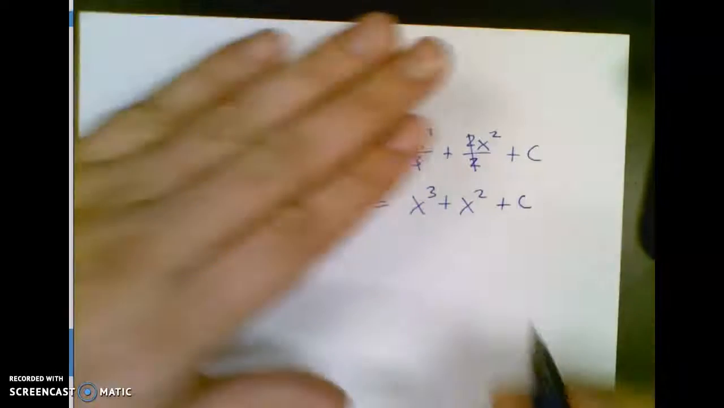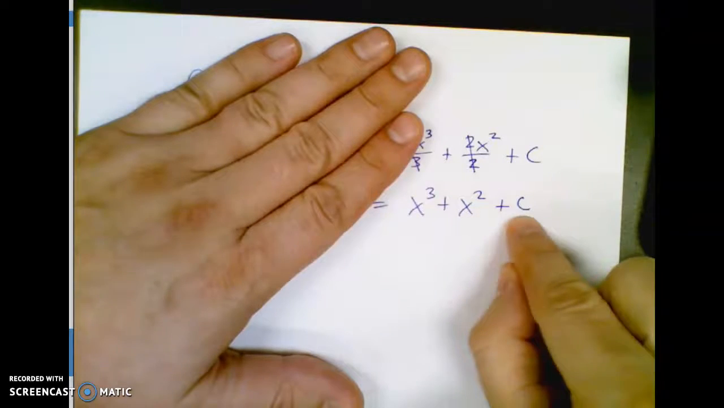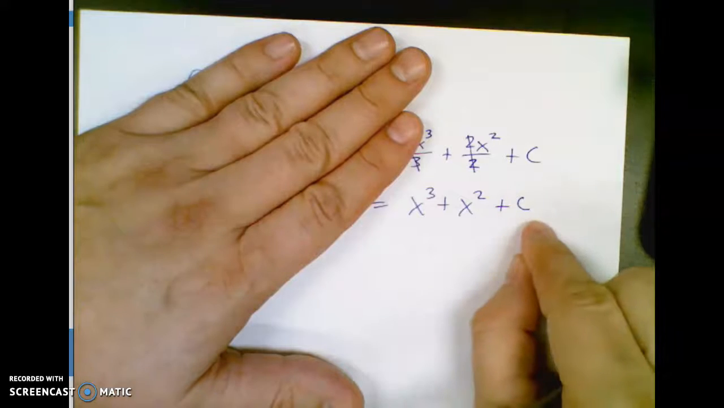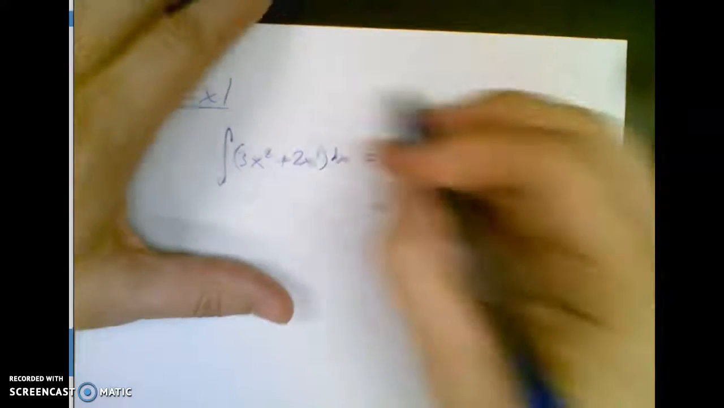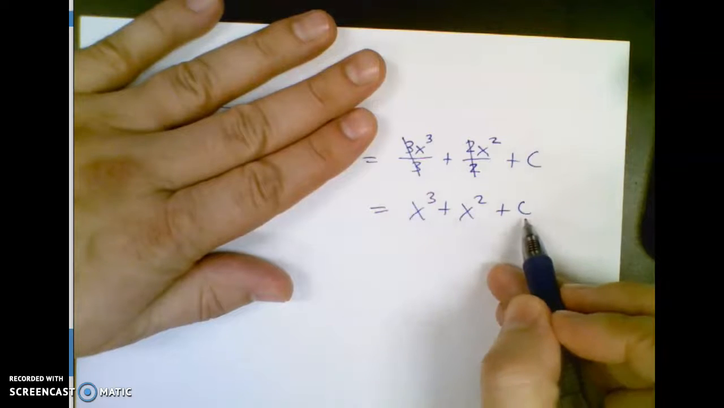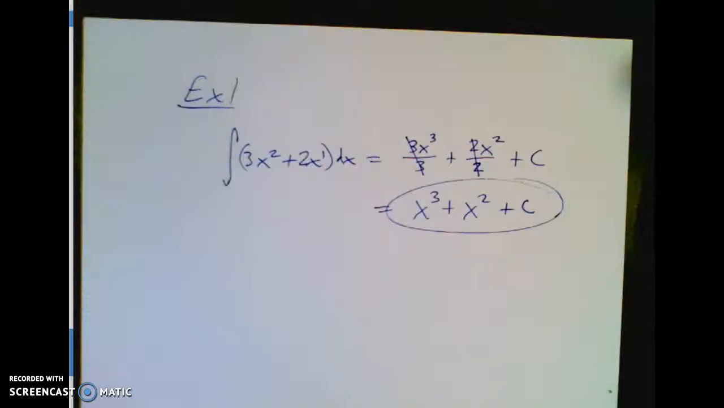Now, here's a cool thing. You are your own answer key. If I asked you if I did it right, you could just take the derivative of this, and the derivative of this, and the derivative of this, and it should equal what's in here. So that would be 3x squared plus 2x plus nothing. 3x squared plus 2x. Boom! Winner, winner, chicken dinner. Right? Let's do a couple more.